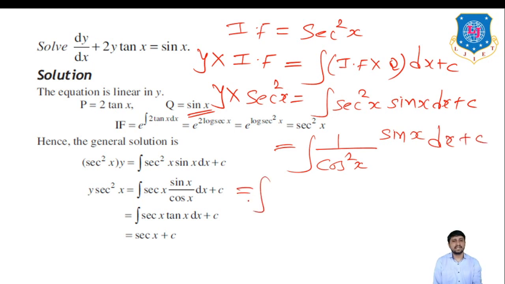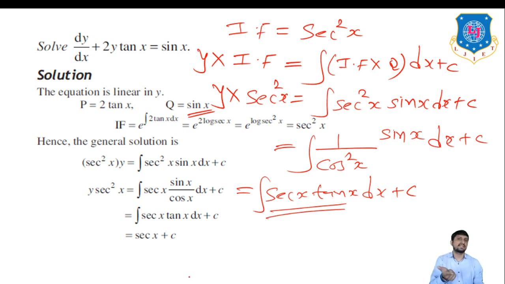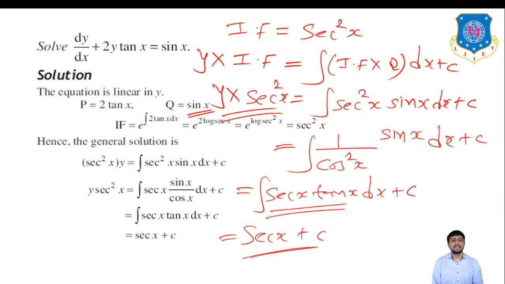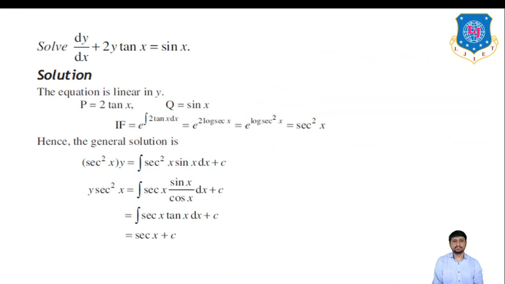That can be written as 1 upon cos x into sin x upon cos x, that is sec x into tan x. So the integral of sec x tan x dx plus c, and we know that sec x tan x is the derivative of sec x. So the integral of sec x tan x is sec x, plus c. So the final answer is y sec square x equals sec x plus c.